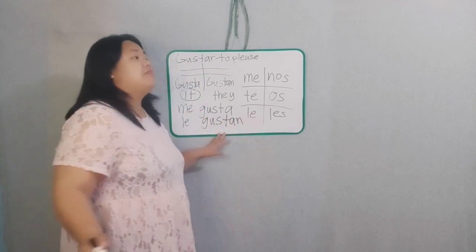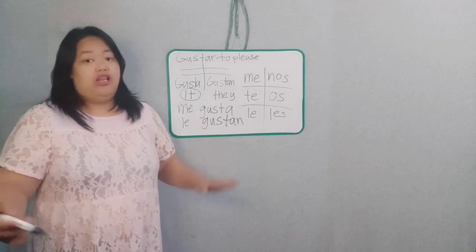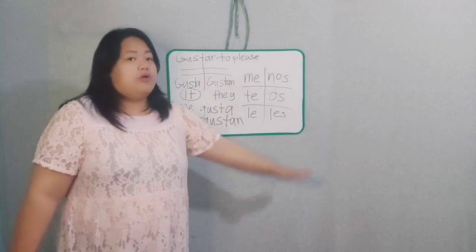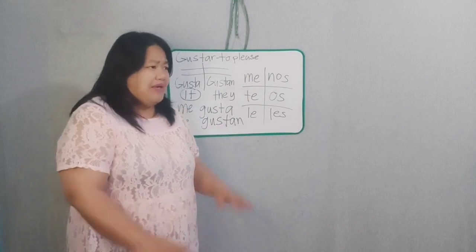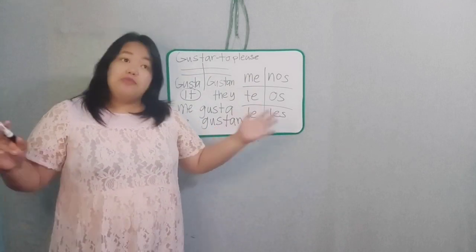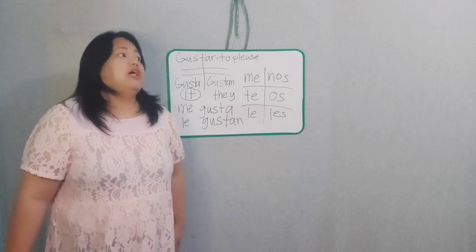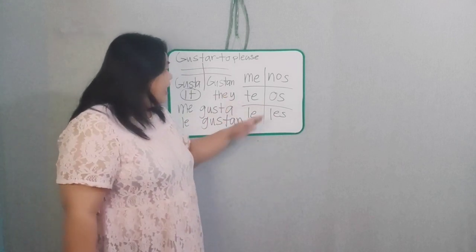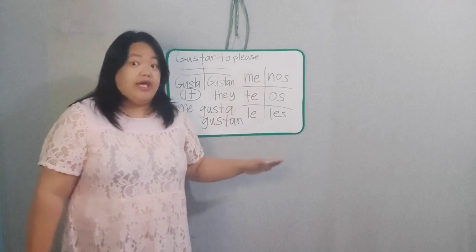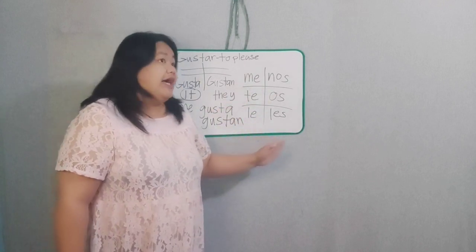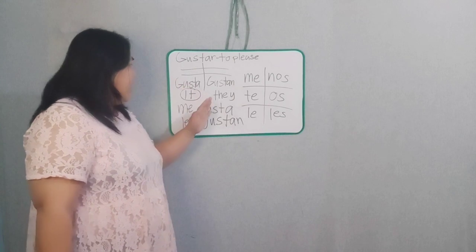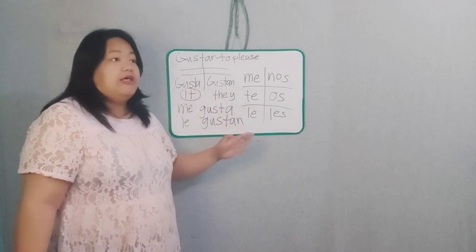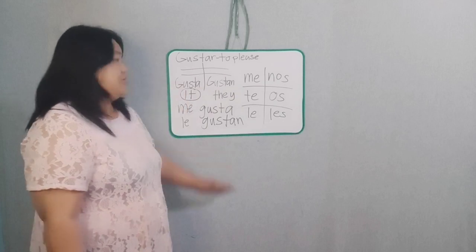Because vegetables are plural. Okay. So, that's how indirect pronouns work. It may be confusing because some of us learn differently. So, if you want to learn it like me, te, nos, os, les, it's fine. You can memorize this and then put gusta or gustan. If it's plural, then put gustan. If it's singular, then gusta.